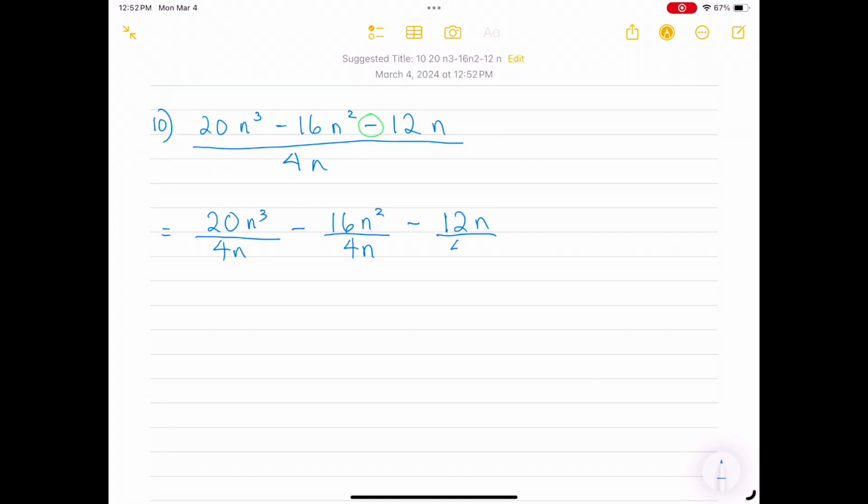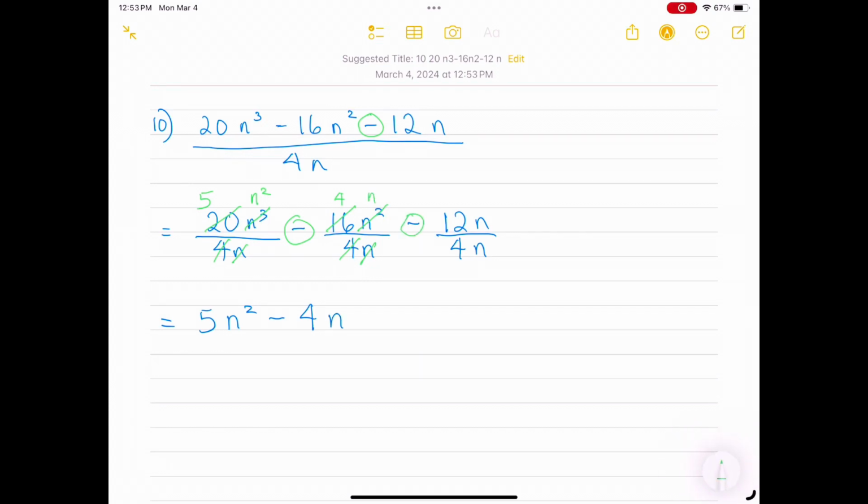20 divided by 4 equals 5. N to the third over n, or n to the third divided by n, is n squared. So the first term simplifies to 5n squared. We keep the minus sign on the next line, and then we have 16n squared divided by 4n. 16 divided by 4 equals 4. N squared divided by n equals n. So that simplifies to 4n.